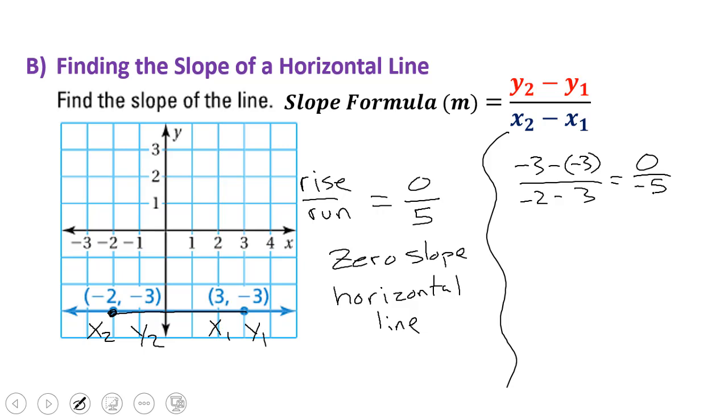So whether I have a positive or negative, 0 over 5, well, 0 is neither positive nor negative. It makes absolutely no difference. 0 divided by -5 is still going to give us 0 slope, and that is still a horizontal line either way we look at it.